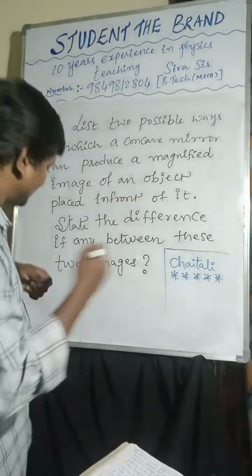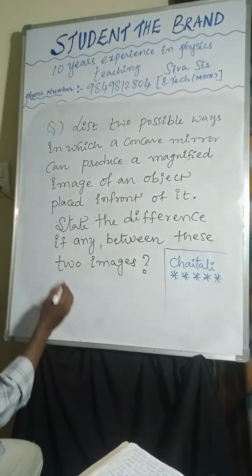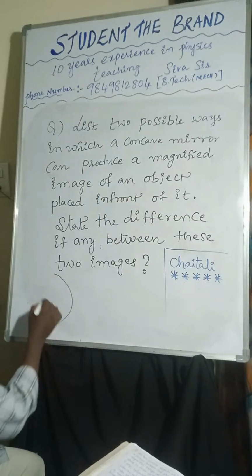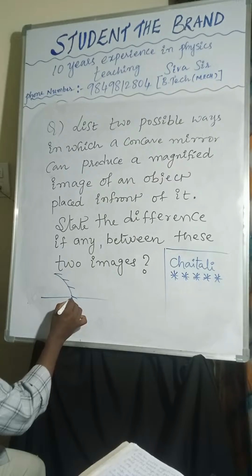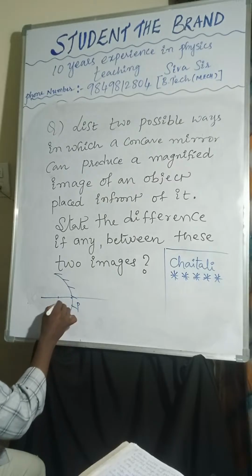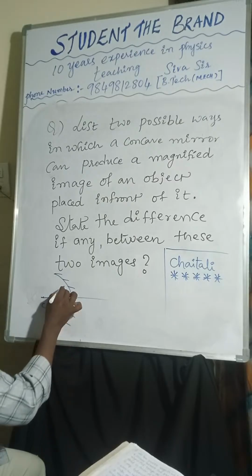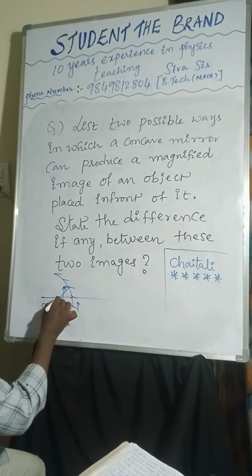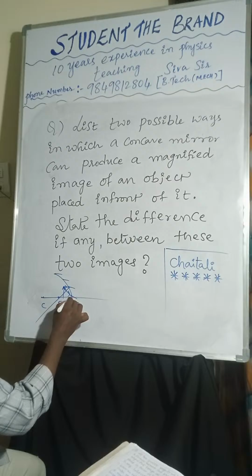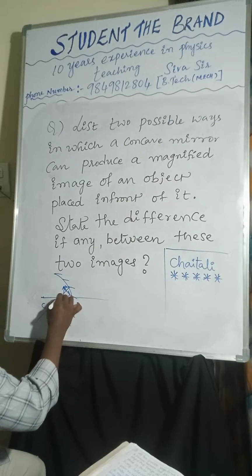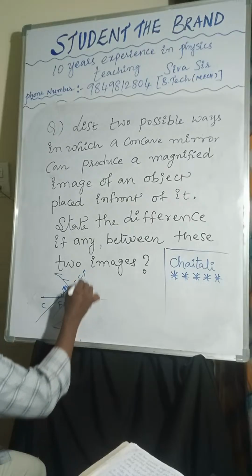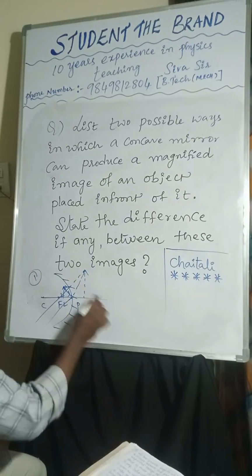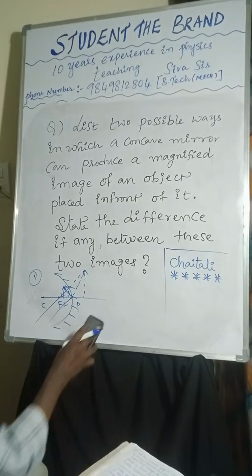See, I will draw the diagram. First, taking the concave mirror, this is a concave mirror with pole, focus, and center of curvature. The object is placed between F and P. One light ray I am taking like this, another light ray like this, so the image will form here. That is the first case.